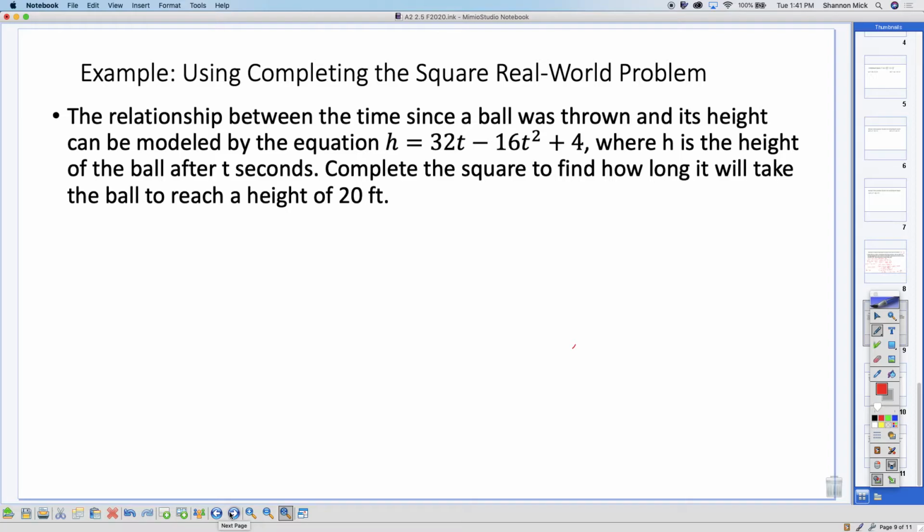So the relationship between time since a ball was thrown and the height can be modeled by the equation h equals 32t minus 16t squared plus 4. Okay, the minus is the gravity.